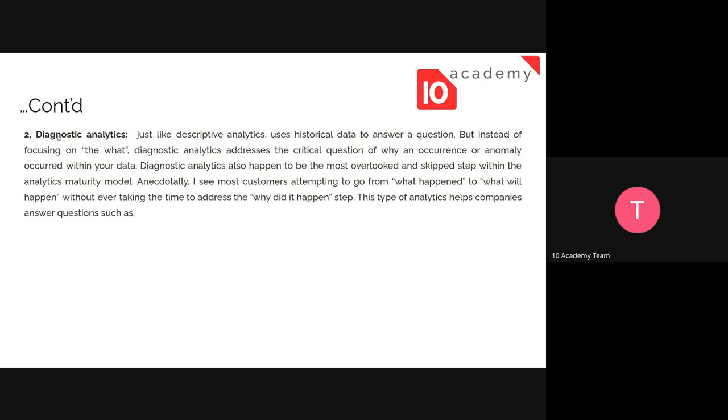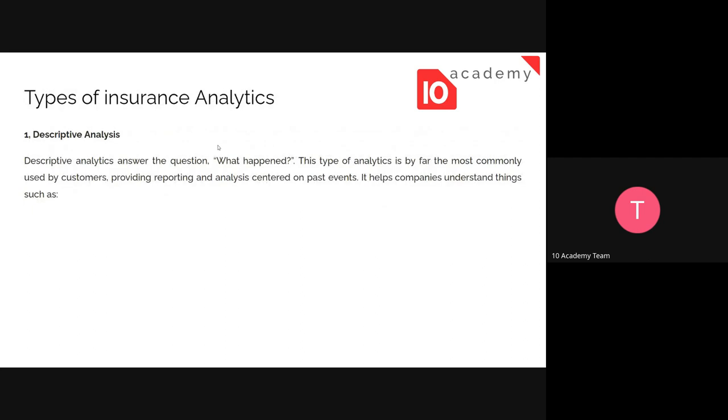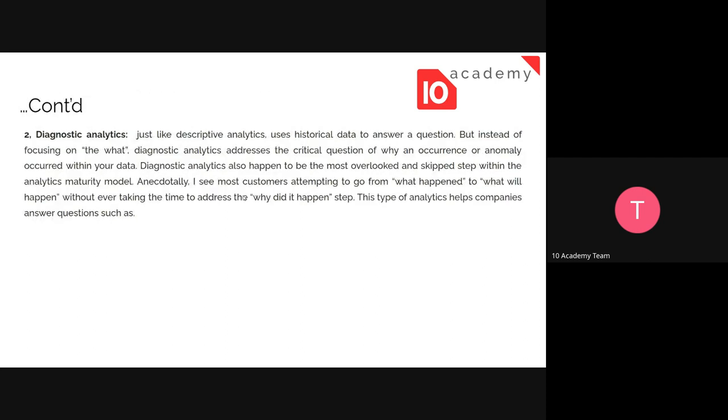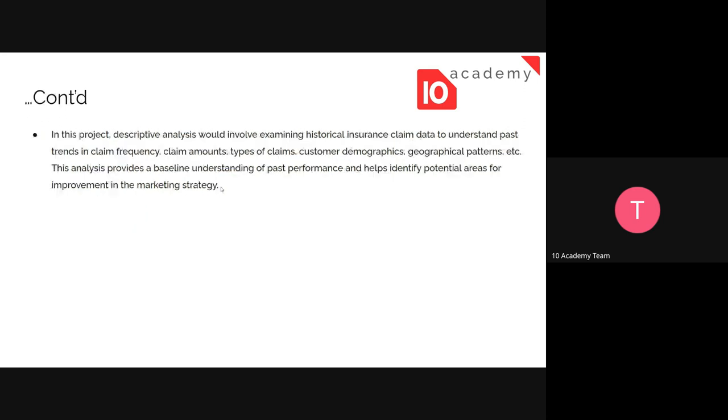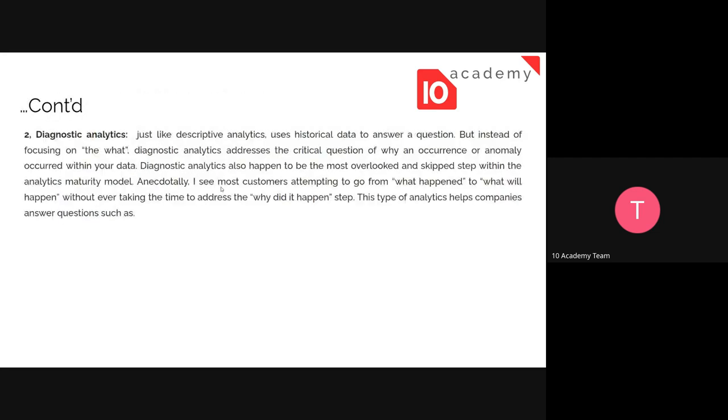The second one is diagnostic analytics. In the first one, we just said what happened in the past year or in the past period, okay? But in the second part, we're going to use those historical data to answer a question. So here, where we've just said what happened, we're going to answer the why. Diagnostic analysis addresses the critical question of why an occurrence or anomaly occurred within your data.